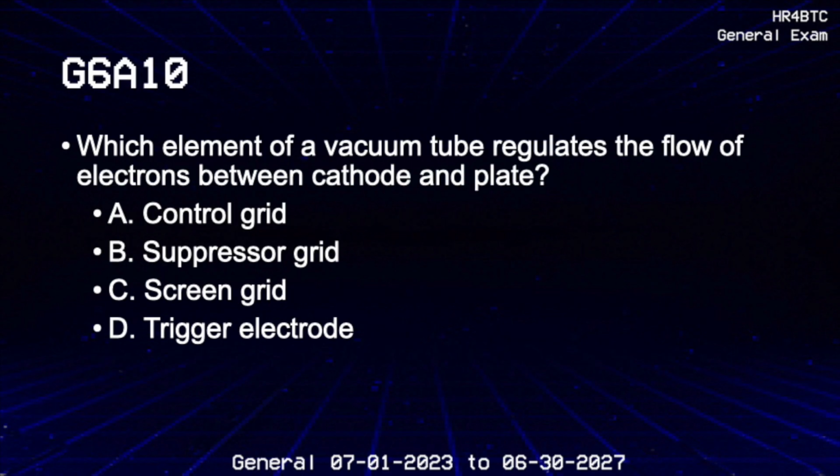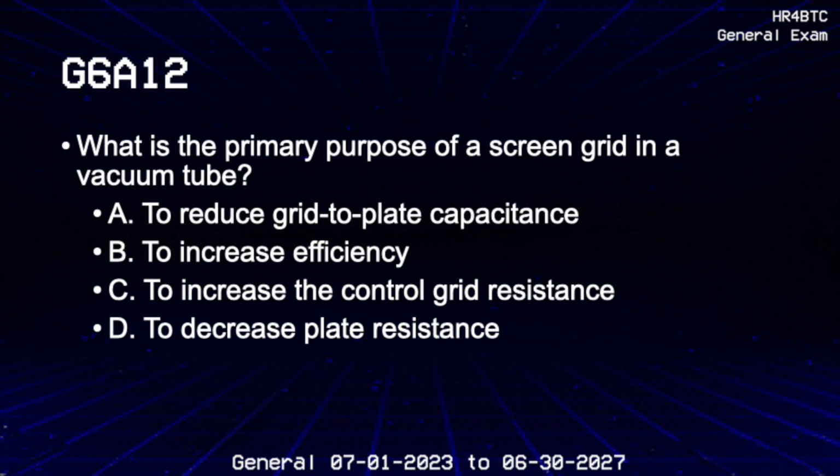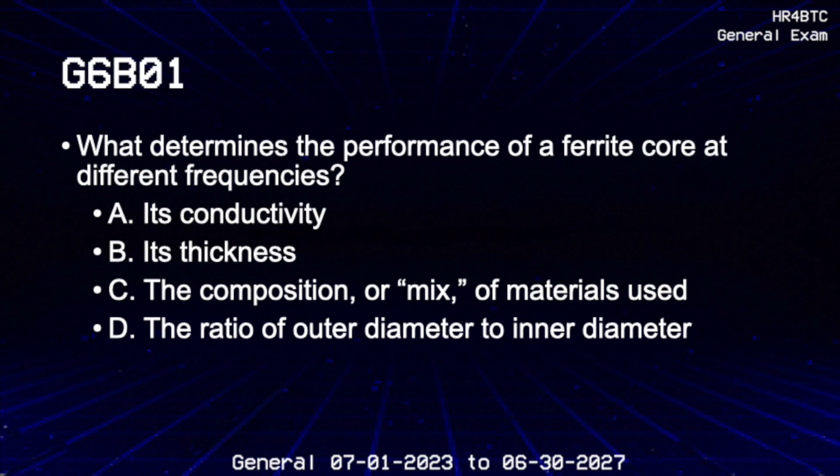Which element of a vacuum tube regulates the flow of electrons between cathode and plate? Control grid. What happens when an inductor is operated above its self-resonant frequency? It becomes capacitive. What is the primary purpose of a screen grid in a vacuum tube? To reduce grid-to-plate capacitance. What determines the performance of a ferrite core at different frequencies? The composition, or mix, of materials used.